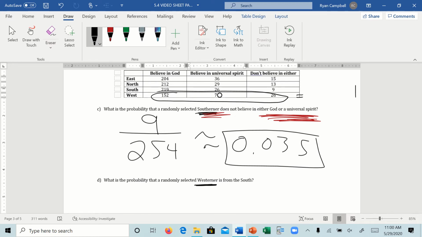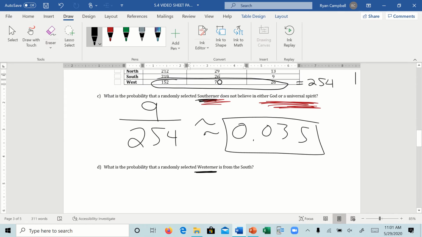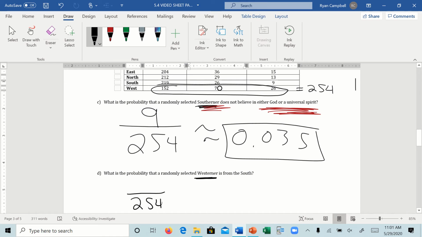when you add that up, you'll get 254. Do you? Let me double check that. Yep, 254 again. Yeah, nice. All right, so 254 is on the bottom. So out of all of these Southerners, who are from the South? Well, nobody. These are all the people from the South, right? You can't be from the South and from the West, so there's just 0 people, which is 0.